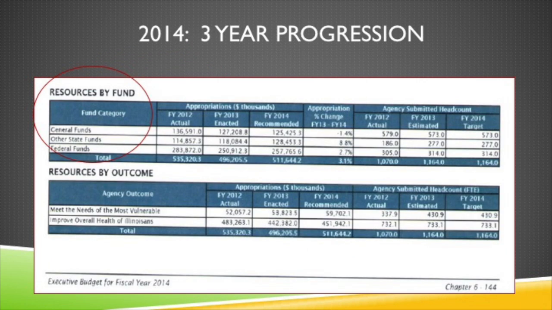Here you can see that the budget is laid out by resources by funds and resources by outcome. And it's listed year to year, so looking at 2012 to 2013 and 2014. And it looks at the changes between the years, and then it looks at what was actual and what was projected.